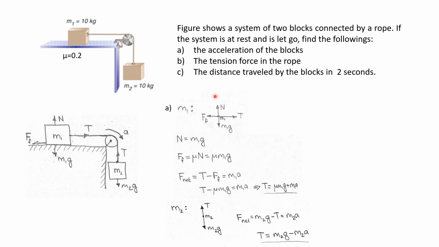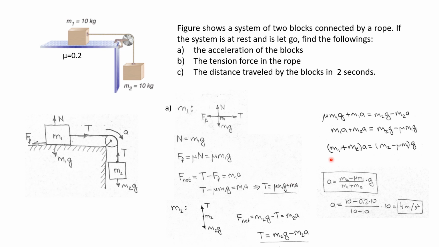Now the question is asking to find the acceleration of the blocks. How can I do this? Well, I have one equation, but I don't know the tension force and I don't know the acceleration. Everything else I pretty much know. The coefficient of friction is given, the masses of blocks 1 and 2 are given, g we will take to be 10 meters per second squared, and so on. So let's set these two tensions equal to each other and try to solve this equation.